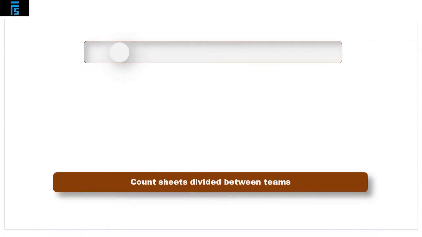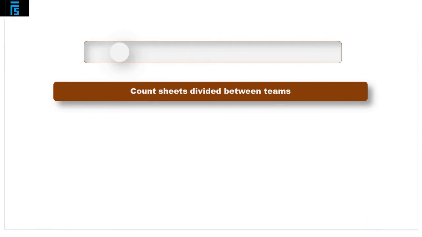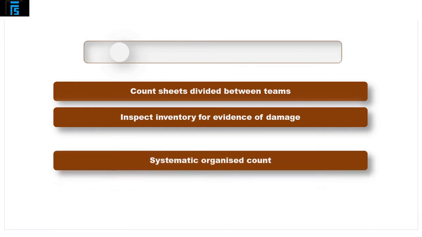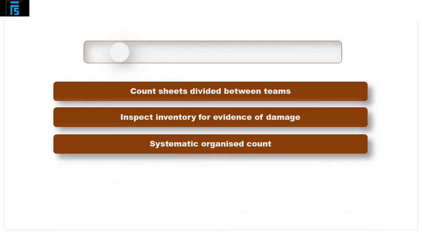During the count, sheets should be divided between the teams. The sheets should be signed out so they know who is counting which area. Count staff should inspect inventory for evidence of damage which could affect the valuation and flag this on the count sheets or to the count supervisor. There should be a systematic, organised count to reduce the risk of areas being missed or counted twice.